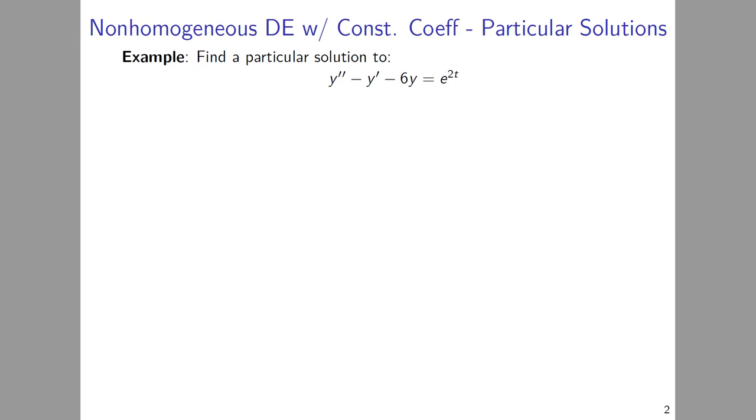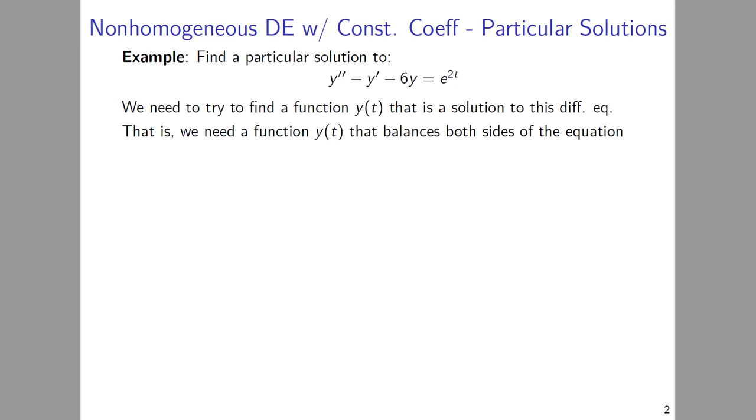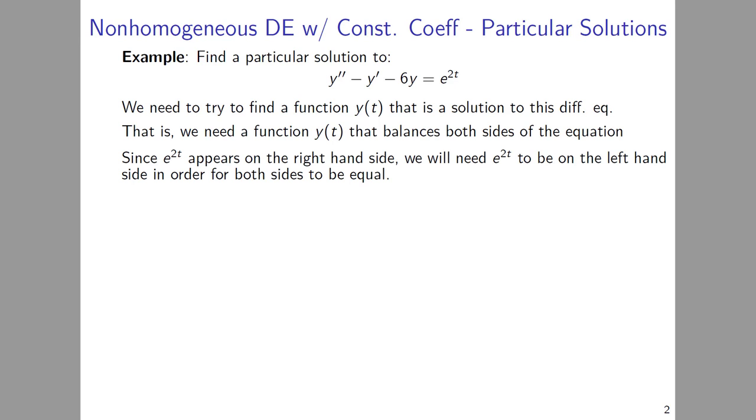In this first example, we will find a particular solution to y'' minus y' minus 6y equals e to the 2t. So we need to find a function y of t that is a solution to this differential equation. That is, we need a function y of t that balances both sides of the equation. Since e to the 2t appears on the right-hand side, we will need e to the 2t to be on the left-hand side in order for both sides to be equal.